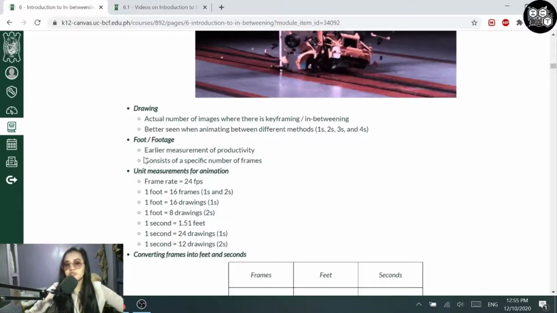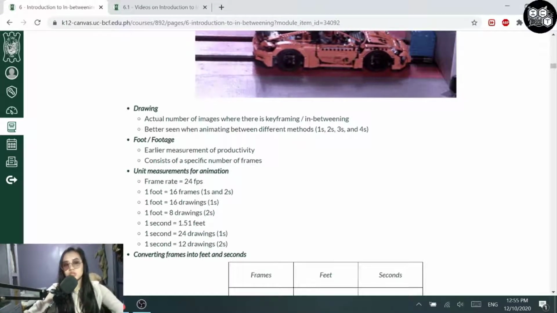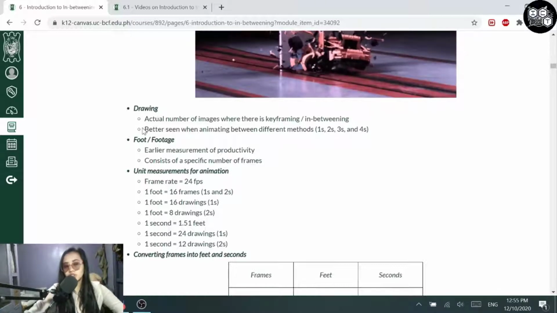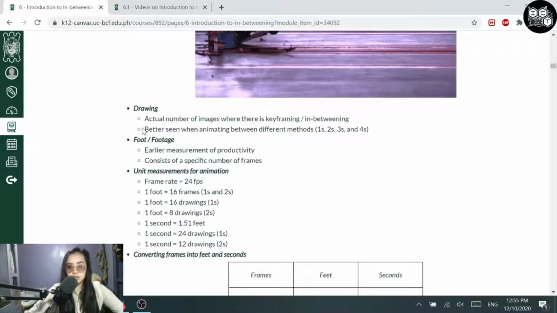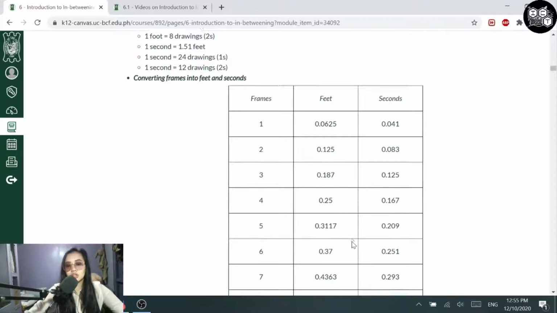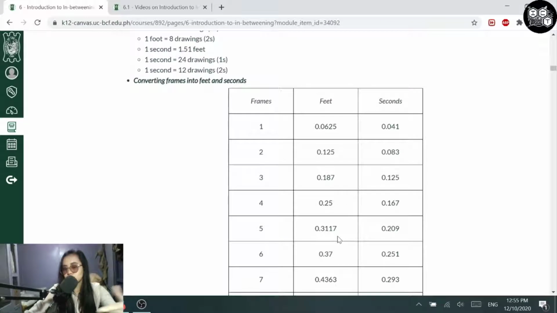Next is foot or footage. Later on, when you encounter this in a very traditional animation setting, you need to know that foot or footage is usually an earlier measurement of productivity. We have here different units of measure. Let's say if you've created 12 frames, then you have created 0.75 feet of progress. So it's more of determining progress. This is also the way animators were paid before then.